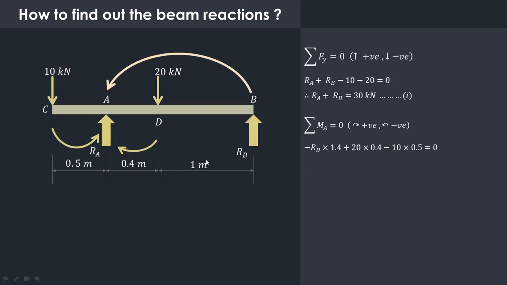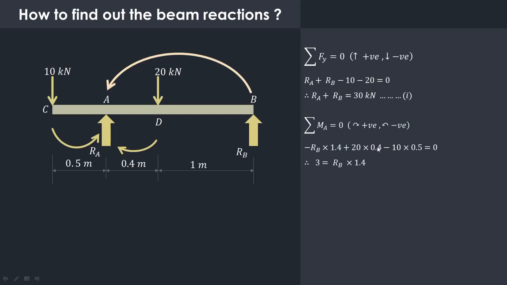and as it is an anti-clockwise moment it is negative. This 20 kilonewton downward acting force will produce clockwise moment about point A. So 20 into 0.4, clockwise moment is positive, so this is the positive sign that we have used. This 10 kilonewton point load will produce anti-clockwise moment about A. The distance between C and A is 0.5 meter, and as it is anti-clockwise it is negative, so it is minus 10 into 0.5, and that summation must be equal to 0 for the equilibrium.